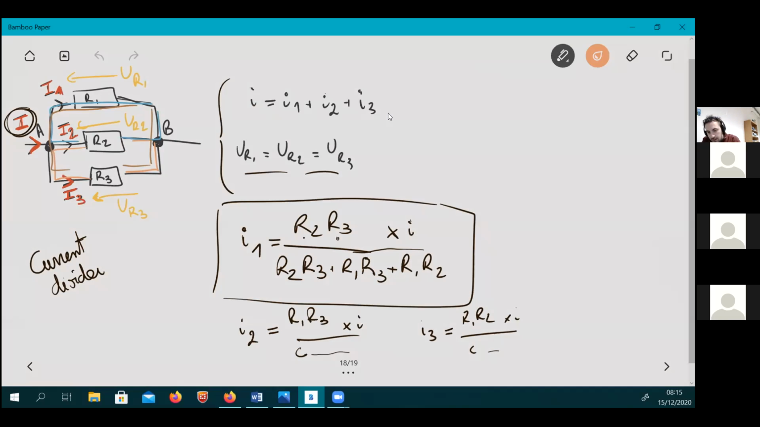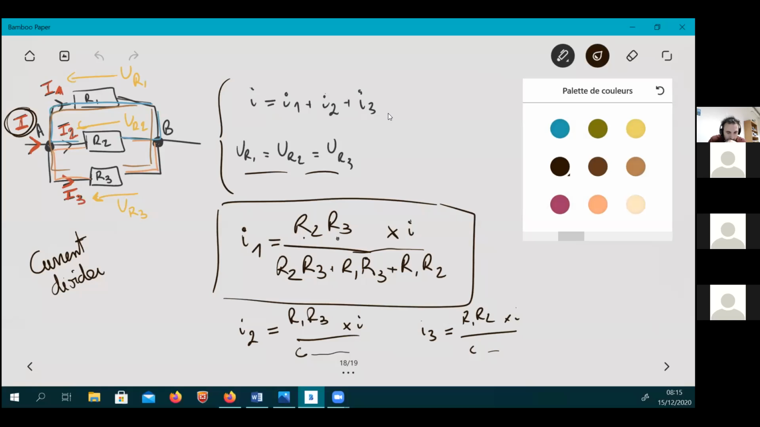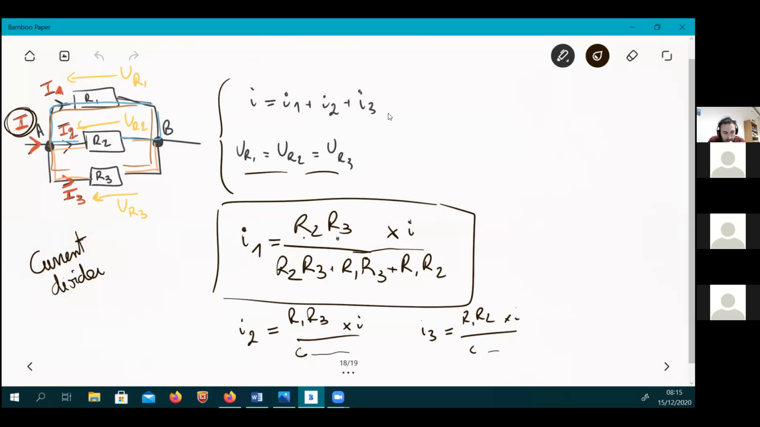So from here, do you agree with how I can get all this formula? Yes. Do you agree with this formula? Okay, perfect. So then let's try to apply Ohm's law. So UR1 here equals R1 I1 equals R2 I2 equals R3 I3. Okay.